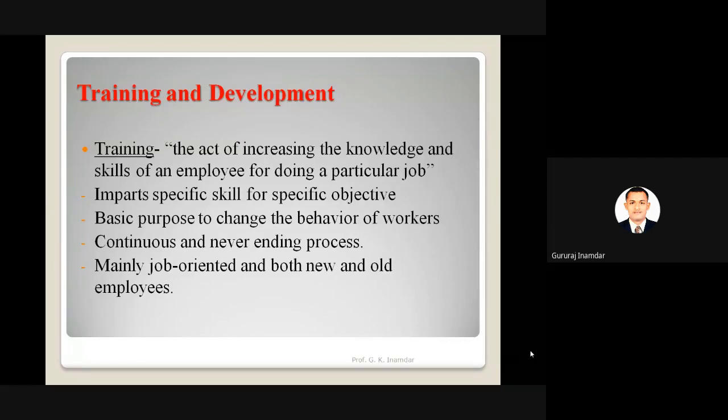So definitely that will be a flexible structure, job oriented. So there is never any ending. Now the next part is both new and old employees. Okay, this is very important.